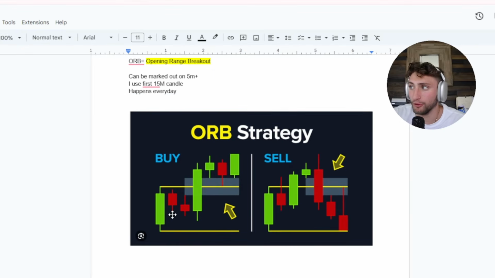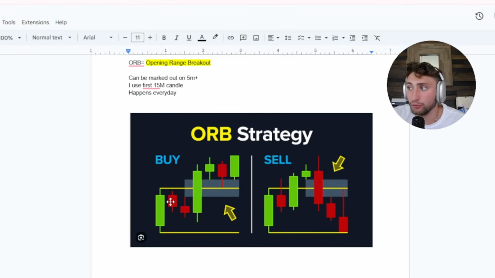What are we looking at with the ORB here? Like I said, if you choose to mark out the first 5-minute candle, that's fine. If you choose to mark out the first 15-minute candle like I do, that's fine. You could wait for the first 30-minute candle to print and you could mark out that. The ORB works on any time frame. I wouldn't go below the 5-minute just for risk purposes and safety purposes, but I prefer the 15-minute.